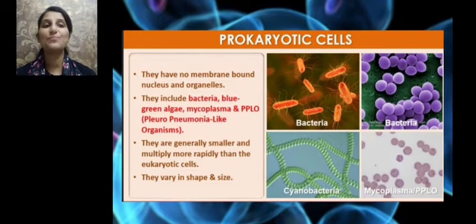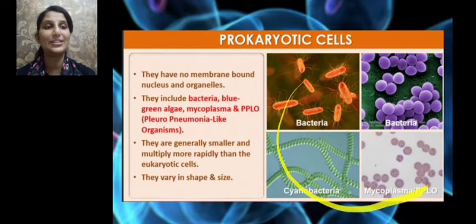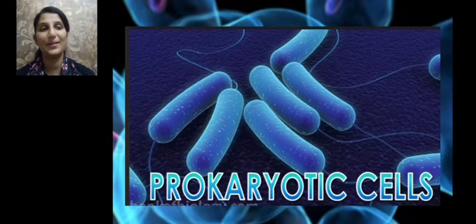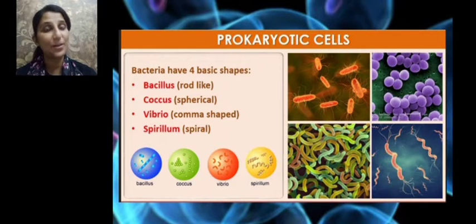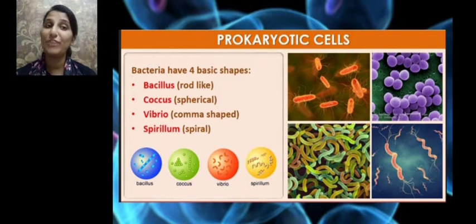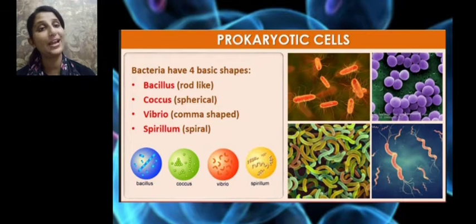They are generally smaller and multiply very rapidly compared to the eukaryotic cells. And they vary in their size and shapes. You can see the different types of bacteria, the cyanobacteria, that is blue-green algae, and mycoplasma. Now, based on the shape, the bacteria, which is the first type of prokaryotic cell, there are four types. That's Bacillus, which is rod-shaped, Coccus, which is spherical, Vibrio, which is comma-shaped, and Spirillum, which is spiral-shaped. We have learned these concepts in the chapter Biological Classification.